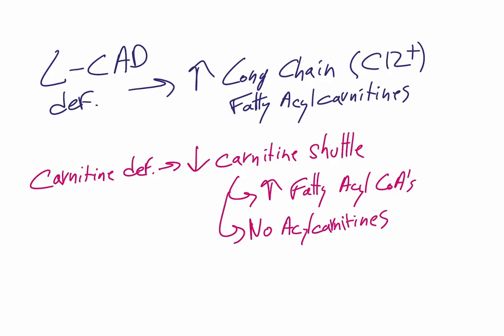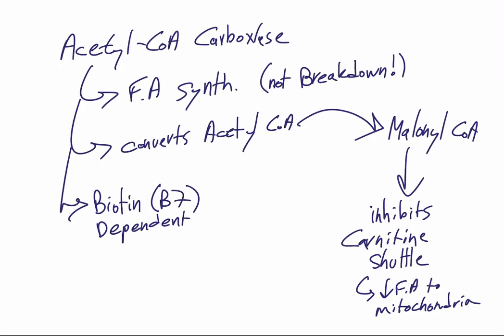So let's touch on some other related enzymes that show up on your licensing exams. Acetyl-CoA carboxylase is used in fatty acid synthesis, not the breakdown. This converts acetyl-CoA to malonyl-CoA. Malonyl-CoA inhibits the carnitine shuttle, preventing fatty acid entry into the mitochondria. This makes sense if we're synthesizing fats. We don't want to break them down. Please note that biotin, aka vitamin B7, is a dependent vitamin for acetyl-CoA carboxylase.